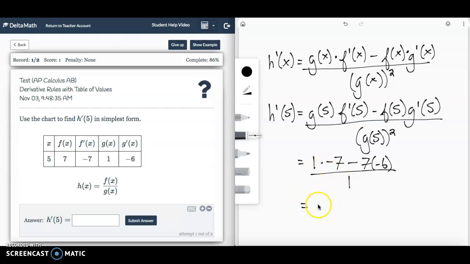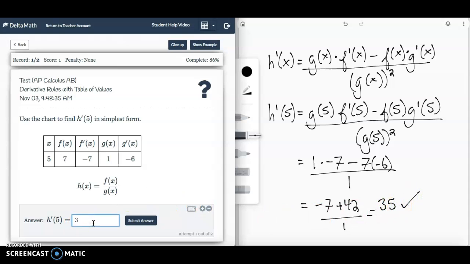So I'll get 1 times negative 7 is negative 7. Negative 7 times negative 6 is a positive 42 all over 1. So 42 minus 7 would be 35 over 1. Boom.